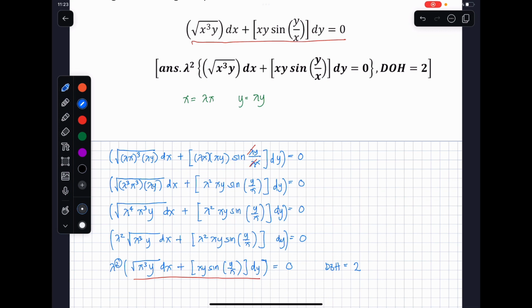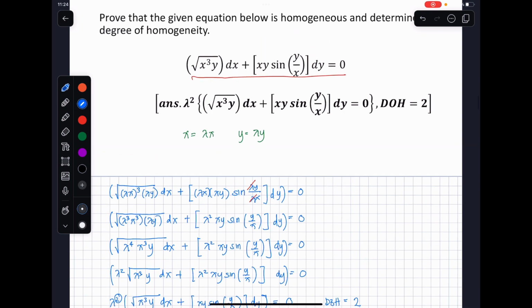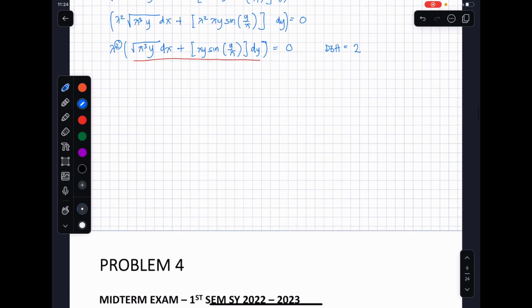If we cannot factor out lambda for the entire equation, then that makes it a non-homogeneous equation. But in this case, since we were able to factor out lambda squared, that makes it a homogeneous equation, and the degree of homogeneity is 2. So that is for homogeneous equations.